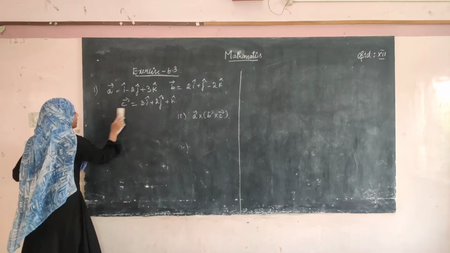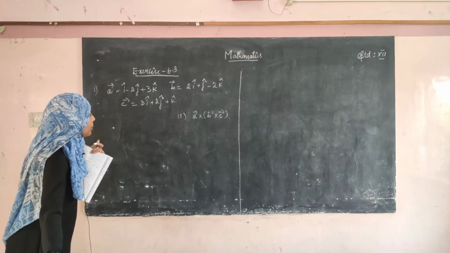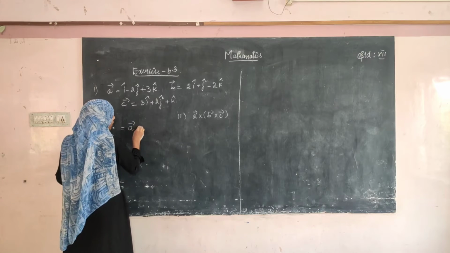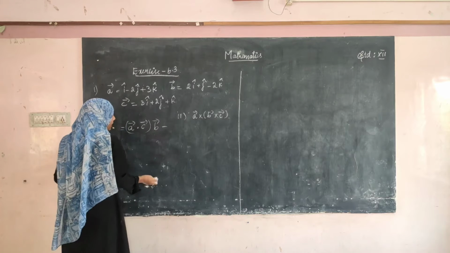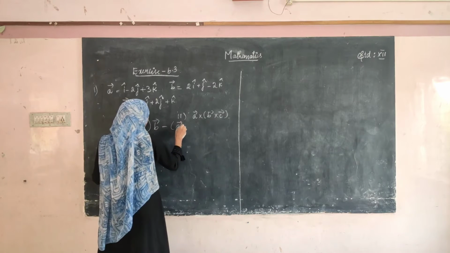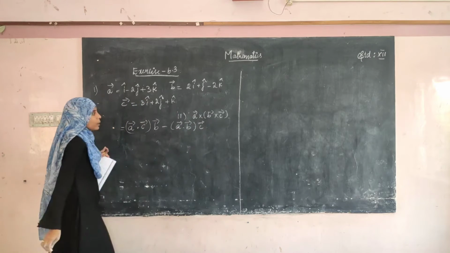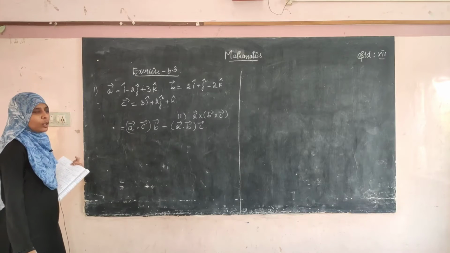So how can we find this? That also using the formula of vector triple product. What is the formula here? This can be expanded into A vector dot C vector into B vector minus A vector dot B vector into C vector. Got it? A vector dot C vector into B vector minus A vector dot B vector into C vector.